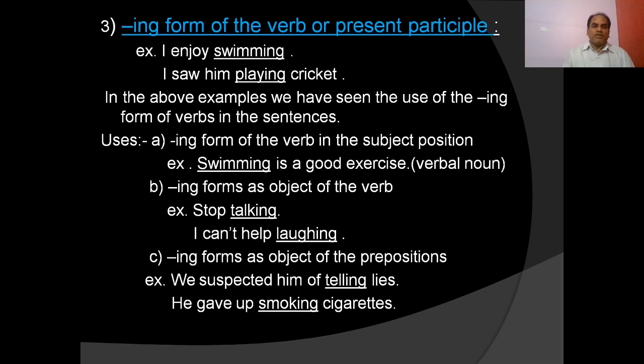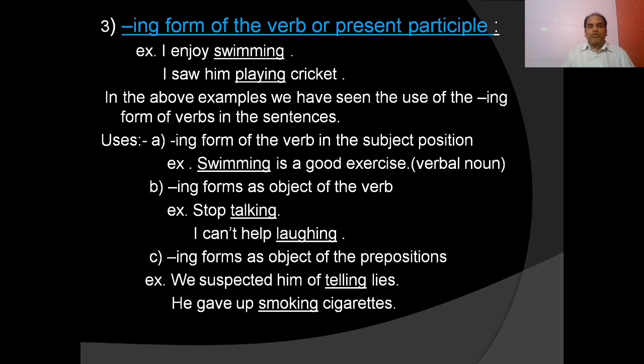Let us discuss another form of the verb, that is the ing form of the verb, or present participle. I enjoy swimming. I saw him playing cricket. Swimming here is the verb form ing, or present participle, and enjoy is the main verb. In I saw him playing cricket, playing is the non-finite, the ing form or present participle form of the verb, and saw is the main verb in this sentence.